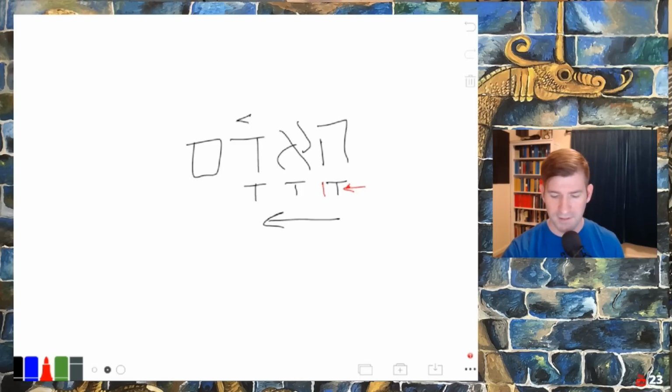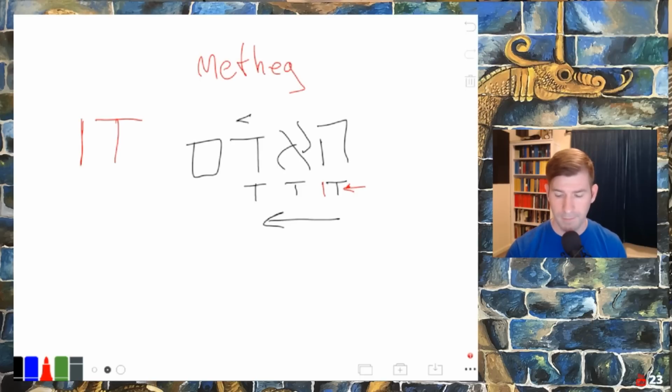If you have this vowel and you have a long vertical line next to it, that's telling you it's a long vowel. So if you have a long vertical line, it's a long vowel. Okay. So that's called metheg or meteg, however you want to do it. That's this guy right here, metheg.